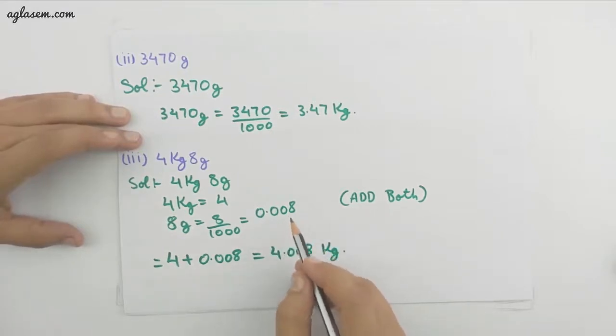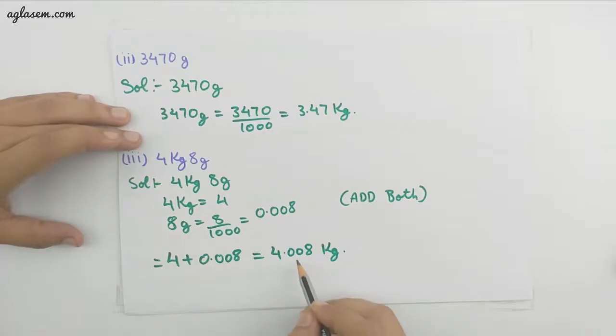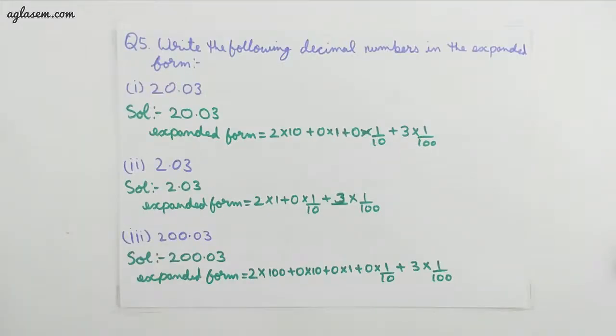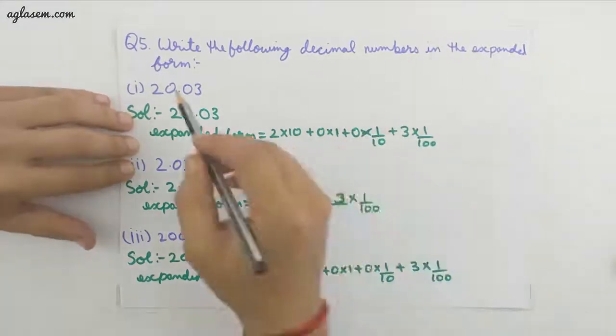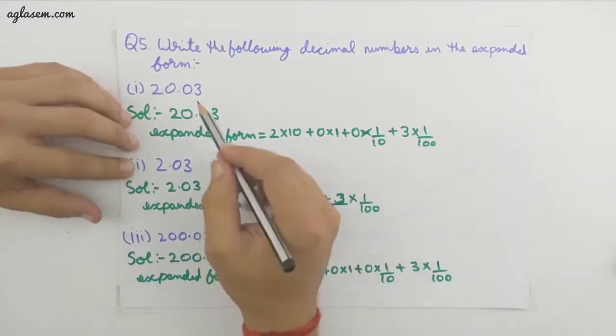0.008 kilograms. Now we have to add both the kilograms. So that will be 4.008 kilograms. Moving to the fifth question of this exercise, that is, write the following decimal numbers in the expanded form. We have to write the expanded form of each number which is given to us.